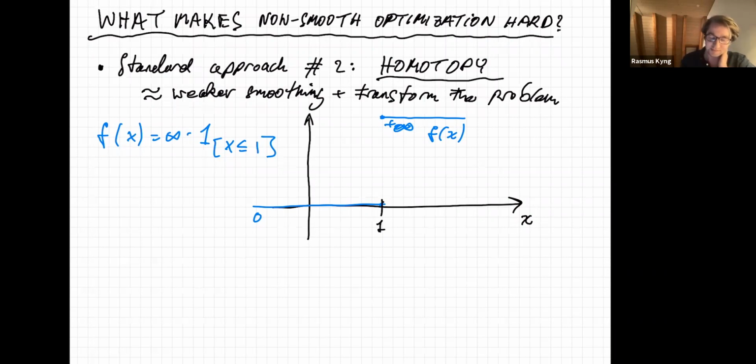So here f of x is just a function that's 0 when x is less than 1 and then jumps to infinity. So it's like infinity times an indicator of being, I guess I should have written greater than 1. I think I wrote that wrong in all the remaining slides.